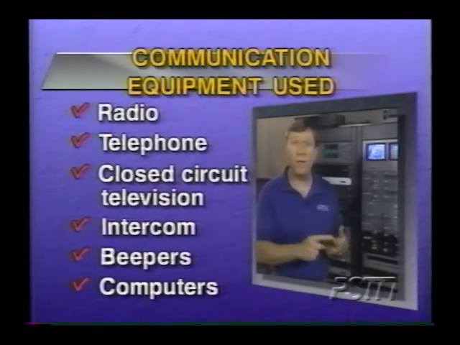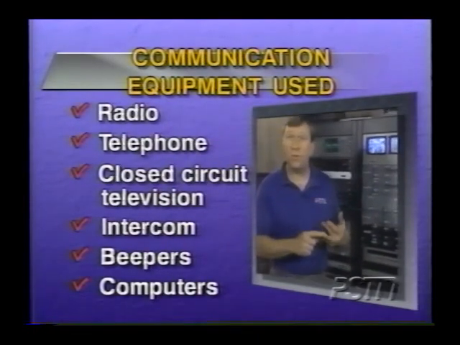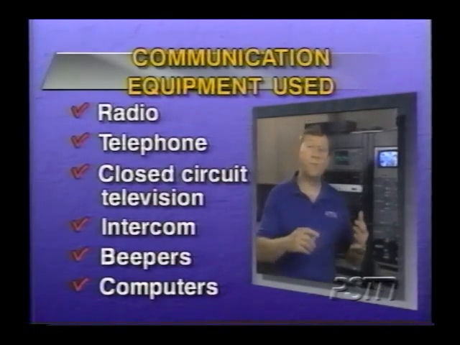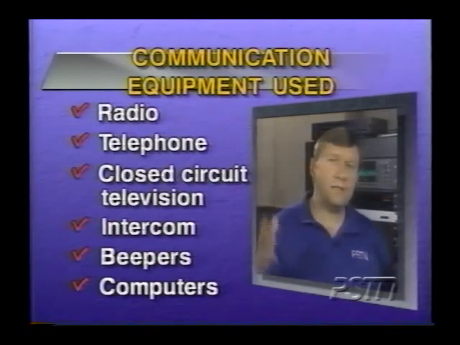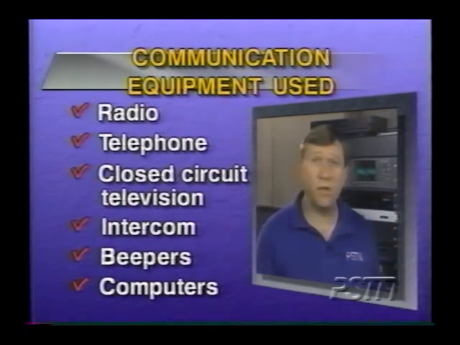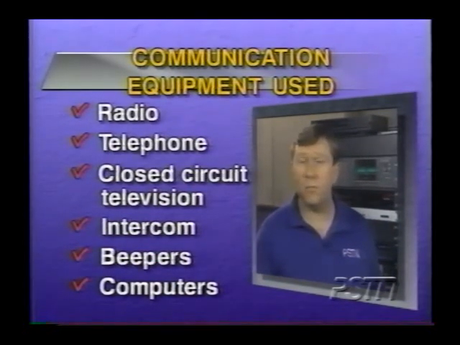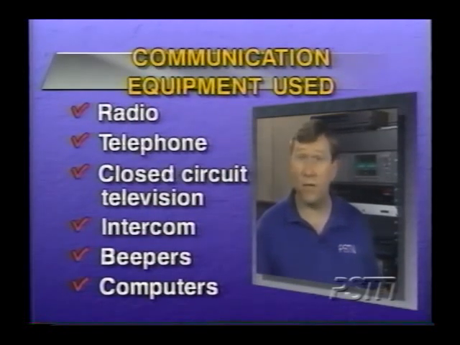Well, now let's talk a little bit about some of the equipment that you'll come in contact with. Now, this equipment will aid in the communication process and will help you do your job. This equipment we're talking about are things such as radio, telephones, closed-circuit televisions, intercoms, beepers, computers, all this equipment that allows you for constant communication with your supervisors and other security personnel, as well as other people that you may work with, as well as outsiders.